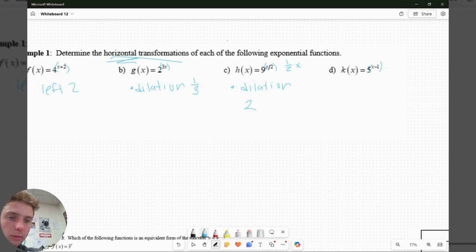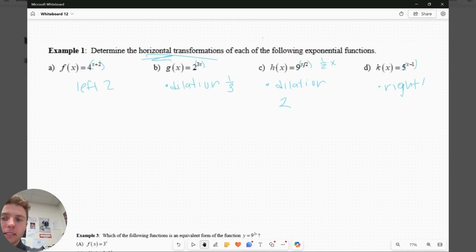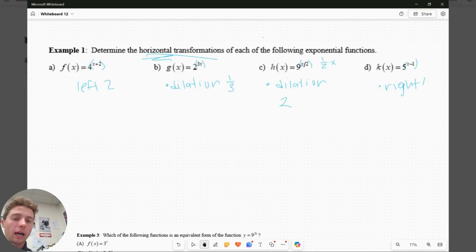Looking at the last one, we're subtracting 1 from x. That would be going right 1. So that's the basic idea when we look at these problems, where you could find these different transformations of them. But there's this really cool idea with that, too.